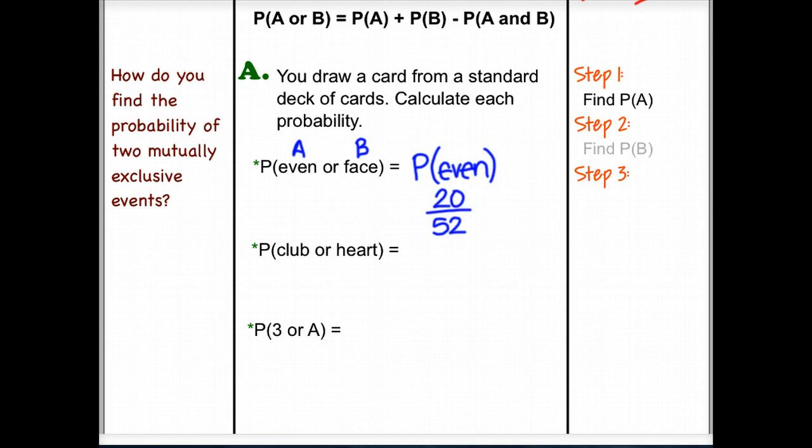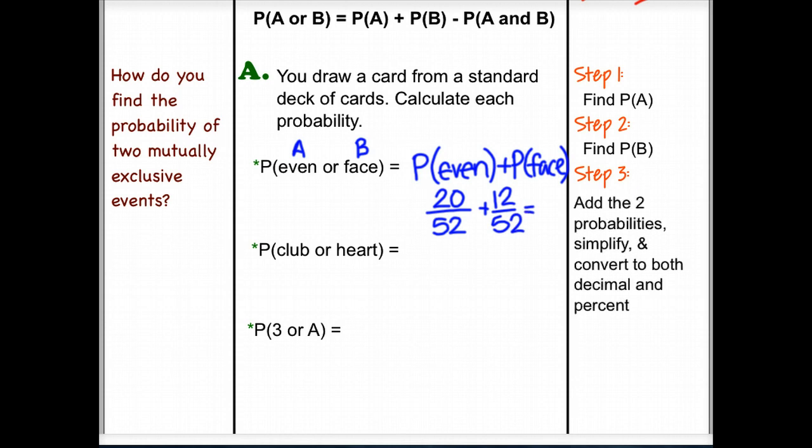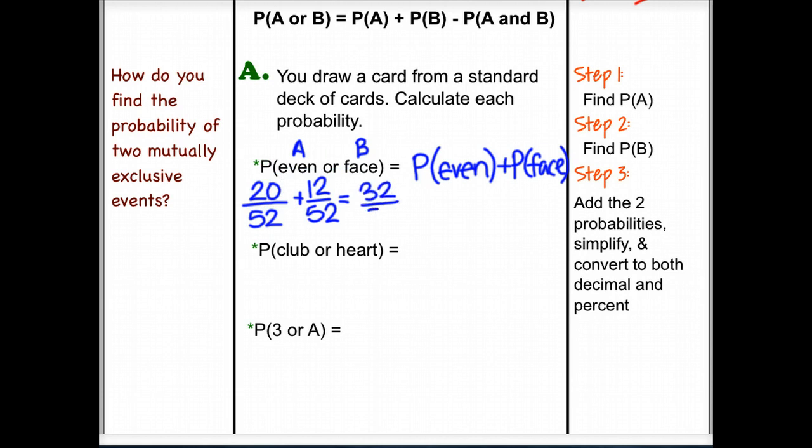Then we want to find the probability of B, and we're adding them together, so the probability of a face card. Well, face cards are Jack, Queen, and King. There's 3 per suit times 4 suits is 12 out of 52. And then we follow step 3, which is to add the two probabilities together, simplify, and convert to decimal percent. So I'm going to move this over so I have room to work with. And when I add these together, 20 plus 12 is 32 out of 52.